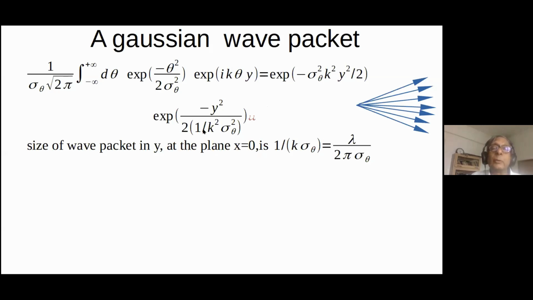We could call this whole quantity sigma y squared, and you will get a similar uncertainty relation to what we got earlier. The reason why you have some discrepancy of these factors is because our definition of width is slightly changing from the previous wave packet to this wave packet. So don't worry about it at this point.